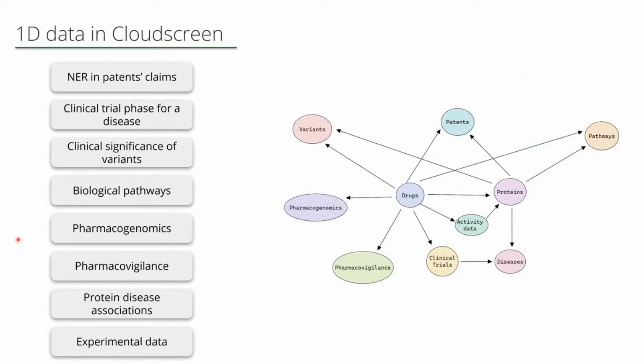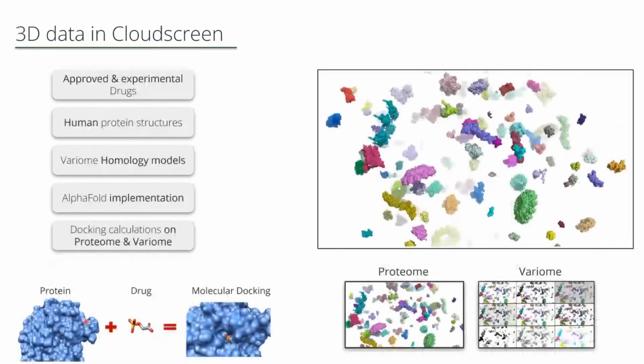1D biomedical data in CloudScreen concern information extracted from patents by applying named entity recognition, data collected from clinical trials, the clinical significance of protein variants and their disease associations, pathways related either with a protein or a drug, pharmacogenomics information, data related to pharmacovigilance, information about protein disease associations, and drug activity from experimental data.